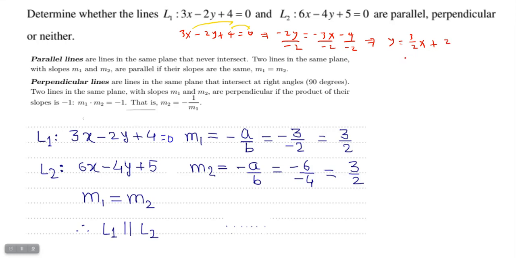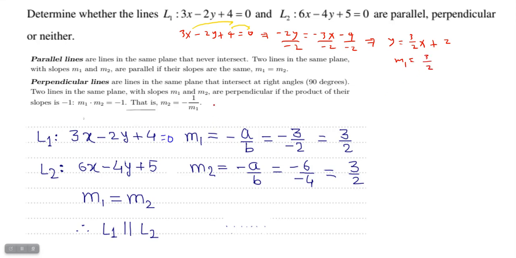So we have now an equation in the slope intercept form of a line. So from here we get m, in this case the slope of the first line, that is m1, is 3 over 2.